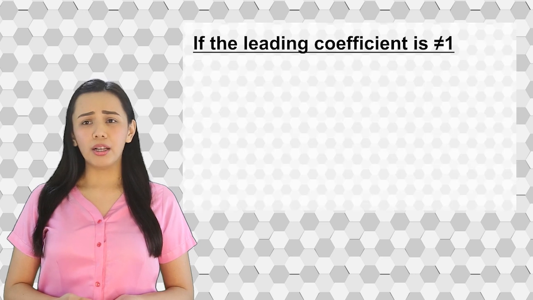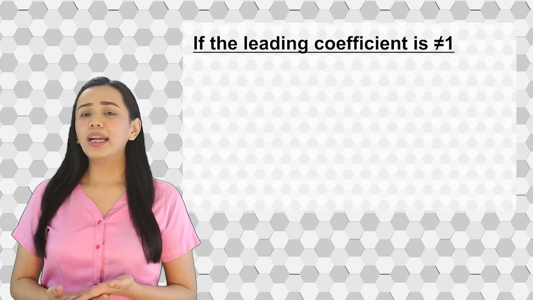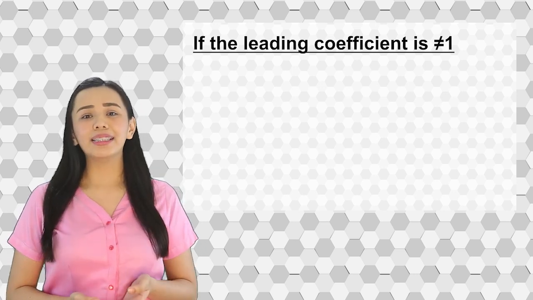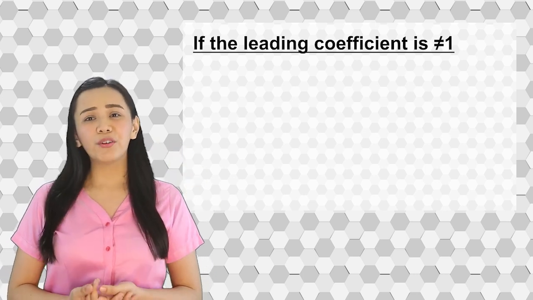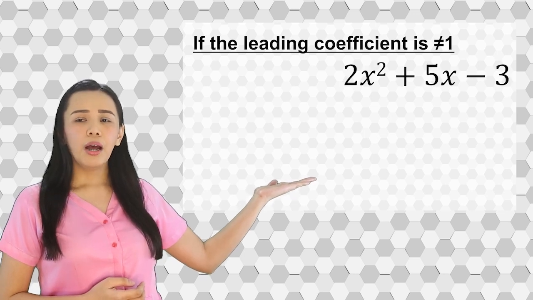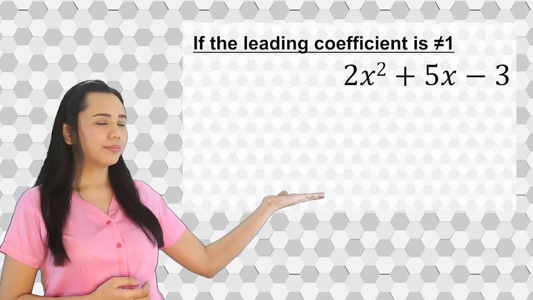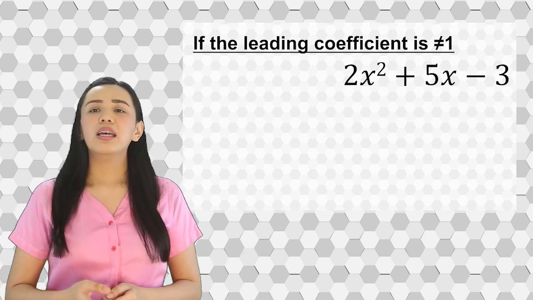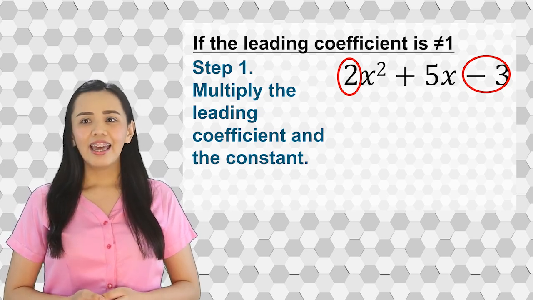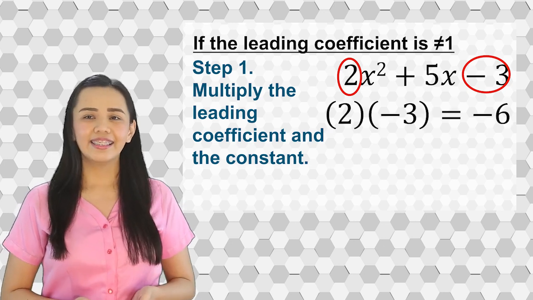Factoring general trinomials when the leading coefficient is not equal to 1 can be quite challenging, but still doable. We have summarized the process in 7 easy steps for you. Let us take 2x to the power of 2 plus 5x minus 3 as an example. Step 1 is to multiply the leading coefficient and the constant. This example will give us a product of negative 6.